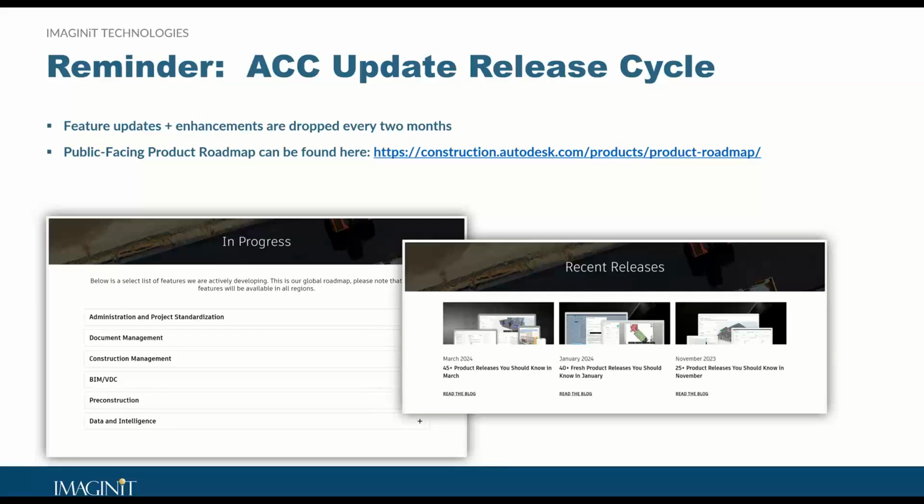You can look at the in progress and it'll tell you what different things the Autodesk development team is working on to enhance within the ACC. A good example was that e-signature item was in there for a couple of months, and then one day we just saw it pop up in between cycles that we could start using. So really good stuff.